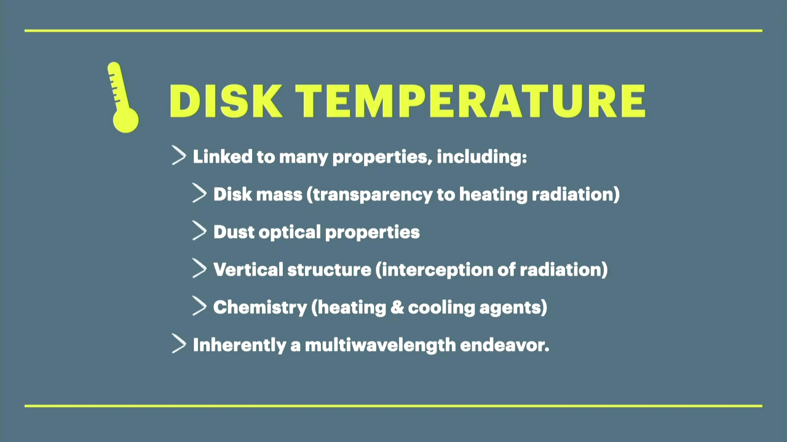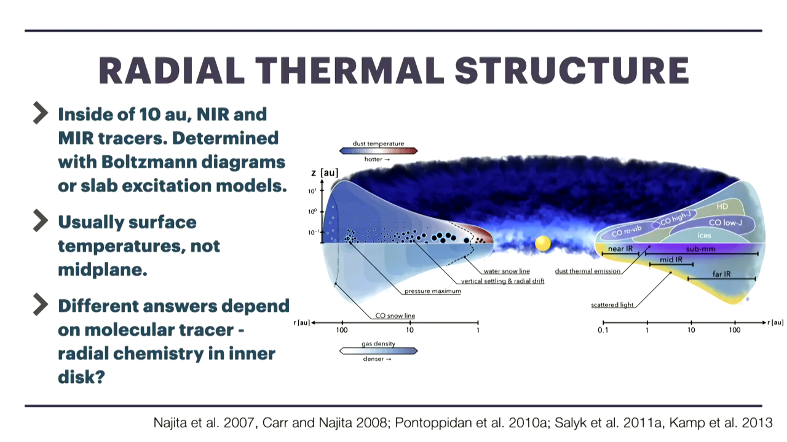Temperature is linked to so many different properties, including, but not limited to, disk mass. How we interpret those HD emission lines, for example, which I mentioned earlier, is very temperature sensitive. How the disk is heated will directly be affected by how the dust is distributed and its optical properties. How does light permeate the disk? It'll be affected by vertical structure. How does light get intercepted from the star to the disk? Chemistry is going to play a major role in heating and cooling agents. And so to estimate disk temperature across such large scales is inherently and inescapably a multi-wavelength endeavor.